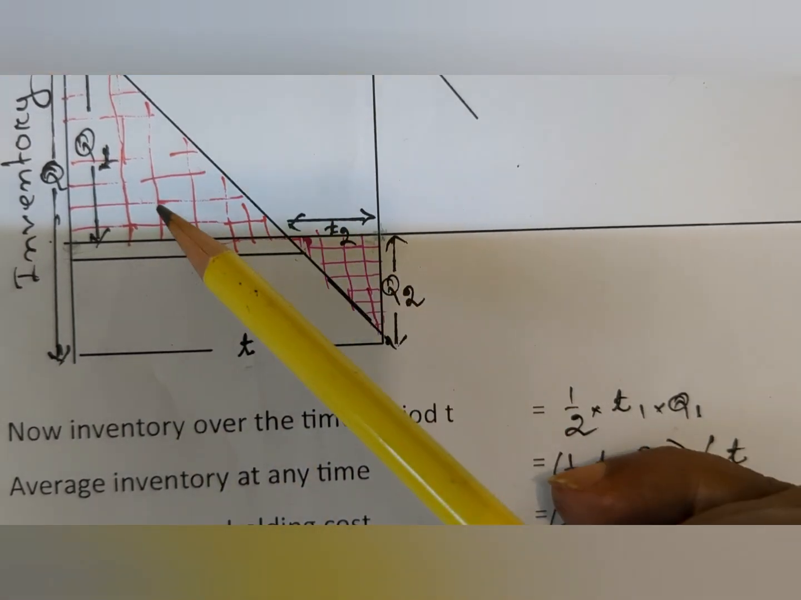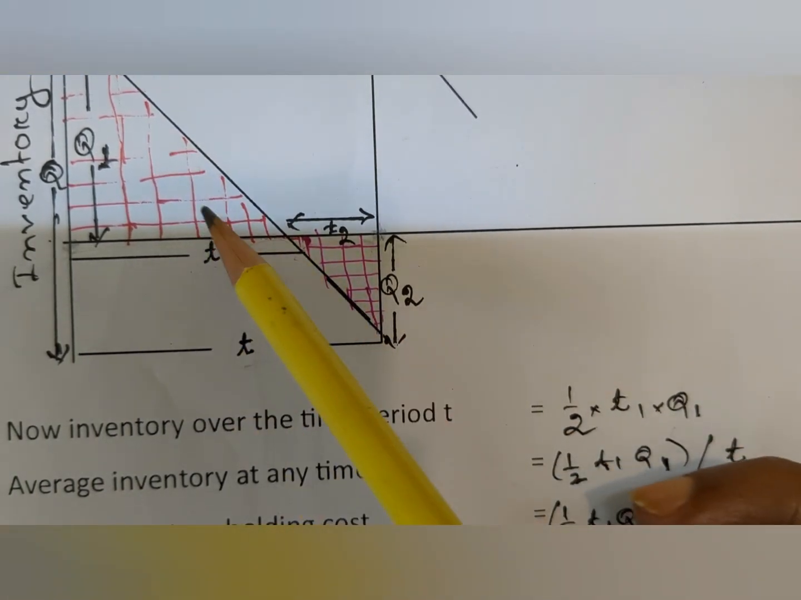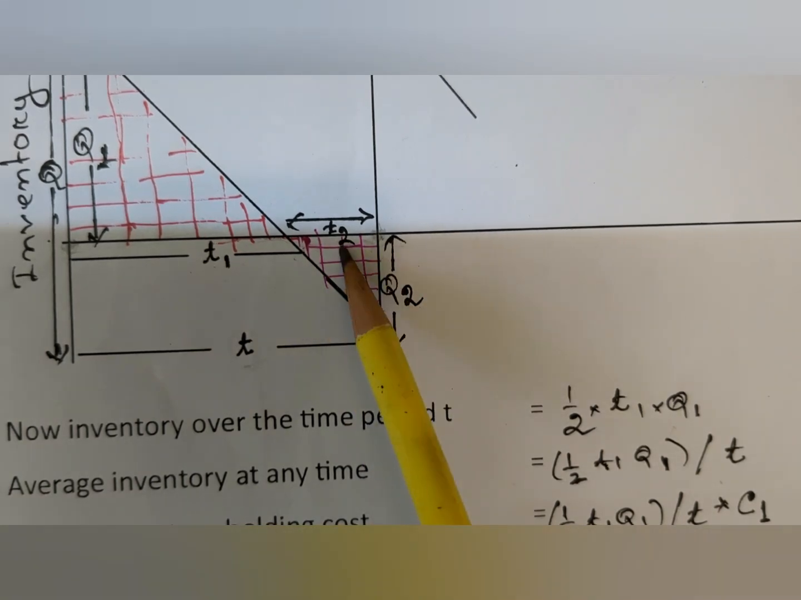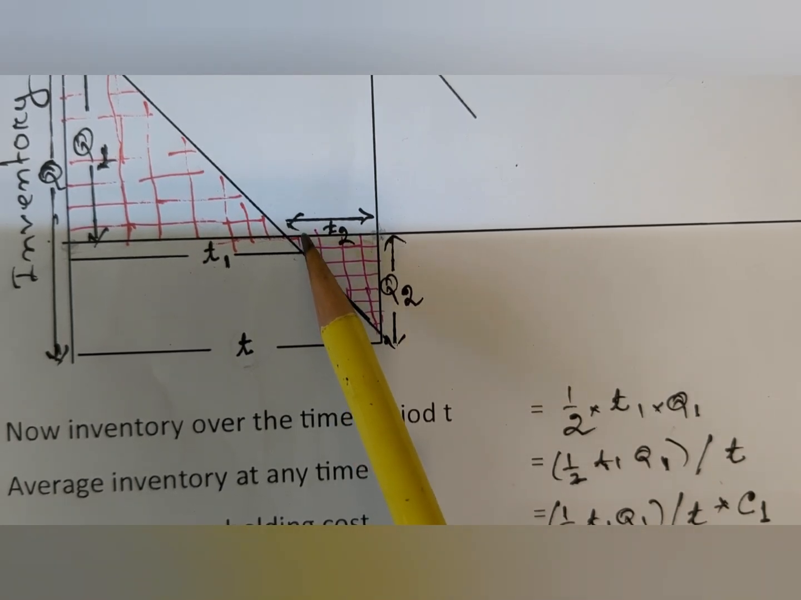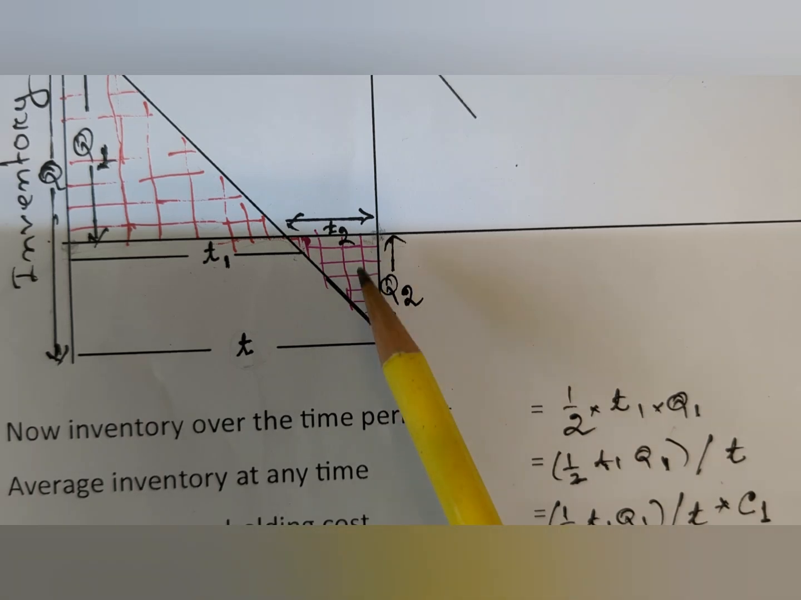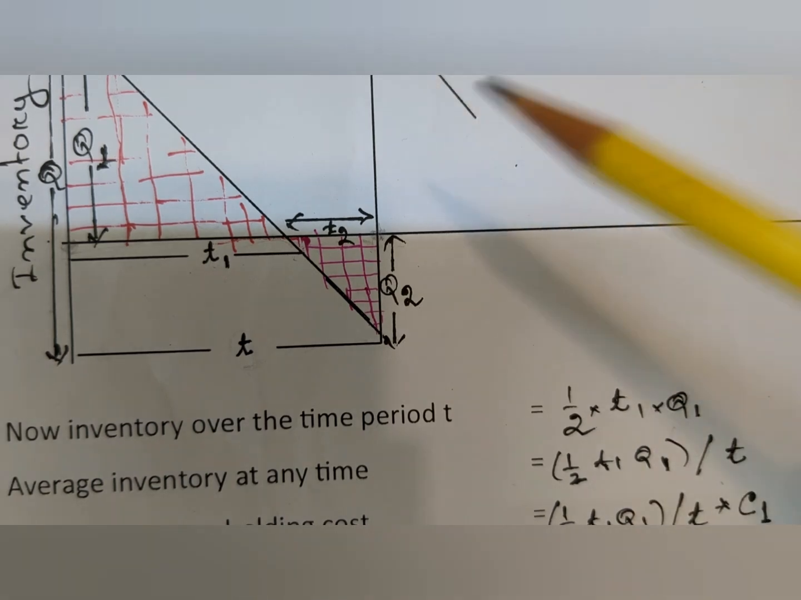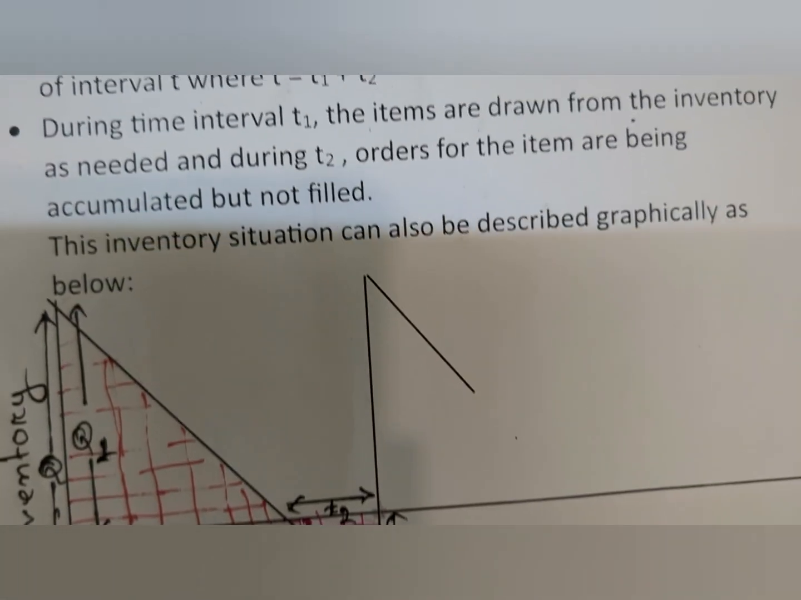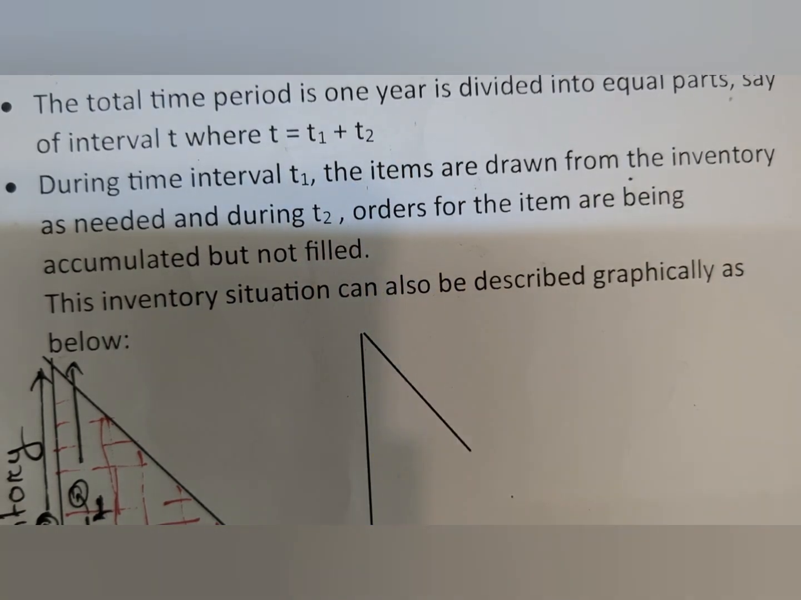During the part t1, the inventory is being accumulated. Q1 is the size of the inventory for this part. And for time period t2, no inventory is available in the godown. The orders which are not being satisfied are being accumulated. When next time the Q quantity is received, this backlog order will be satisfied first, and only then again the inventory will take its size. I think it is clear. So T is equal to t1 plus t2.